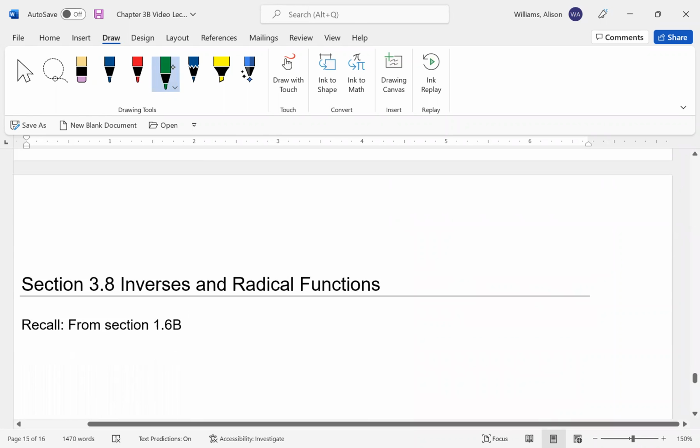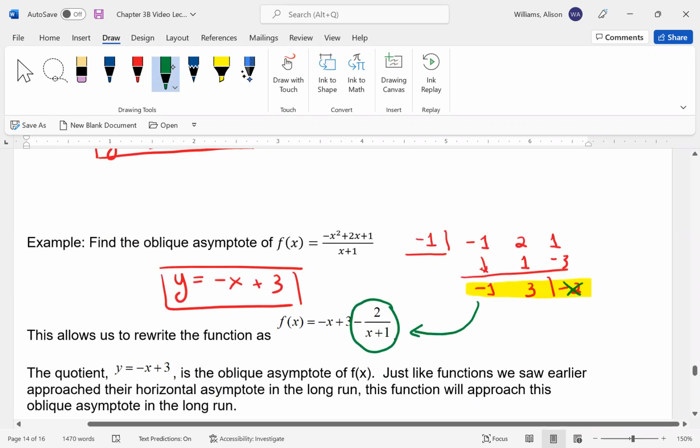And that's it. That's the end of the section. Yay. So next section, we'll talk about inverses.